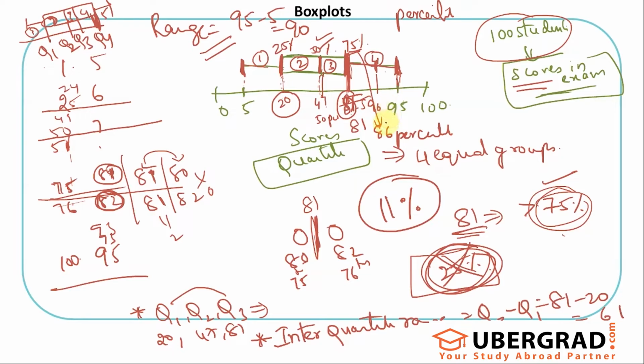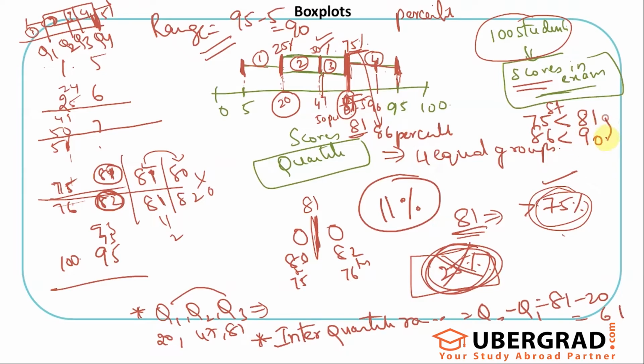Are you understanding this? See this carefully. Why am I saying this? I know that 81 score is 75 percentile. What does that mean? Let's take this example. Out of 100 students, 75 students have scored less than 81. And what about this? This figure says 90 score is 86 percentile. That means 86 students have scored less than 90.